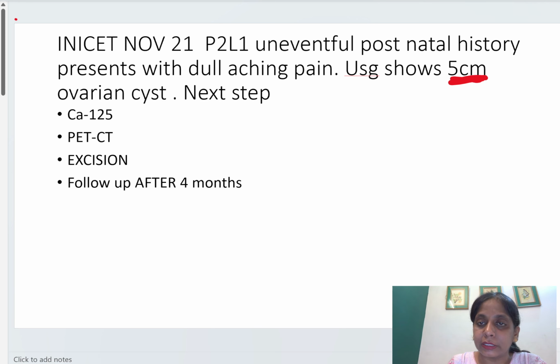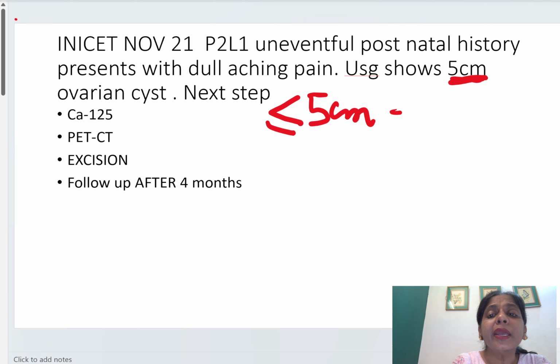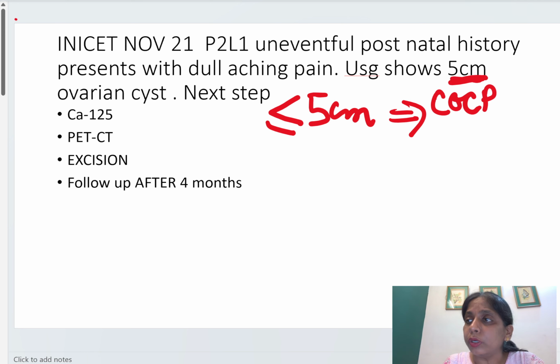Okay, so these small ovarian cysts, as we know, are small and are not ovarian tumors if they are less than or equal to 5 centimeter. Then we have to give combined oral contraceptive pills to cure that hormonal disturbance, and it is a must that we ask the patient to do follow up after 3 or 4 months to see whether that cyst has got enlarged, or whether the cyst has become tumorous.